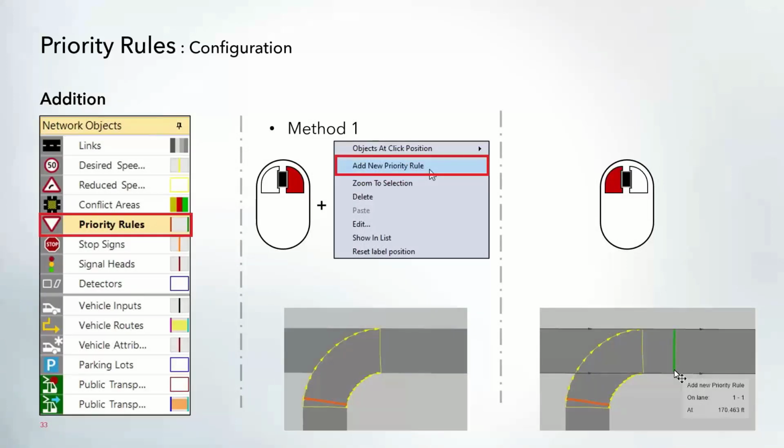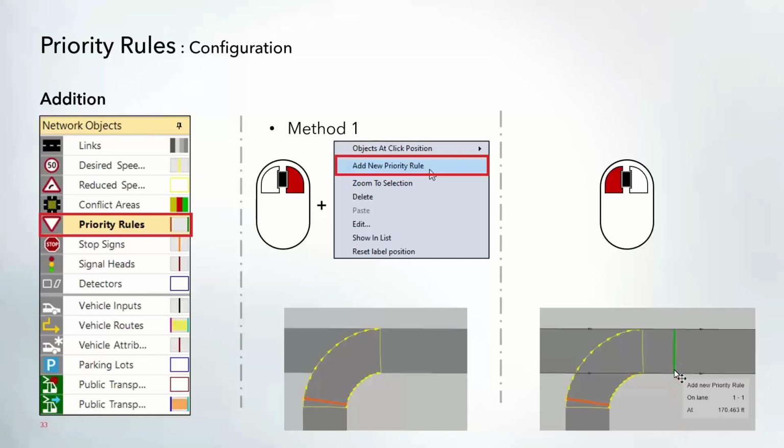All right, so in order to place the priority rules, first you'll just select that from the Network Object toolbar. And then you can either right-click on the link itself and open up that context menu and click Add New Priority Rule. And that will set, again, that orange stop bar for the vehicles on the minor flow. And then you can just left-click at that point to add in the green conflict marker.